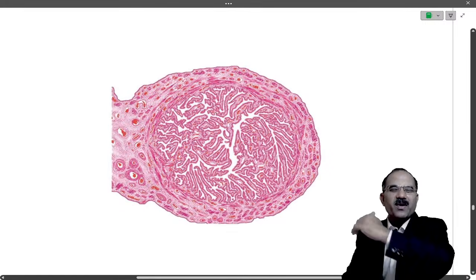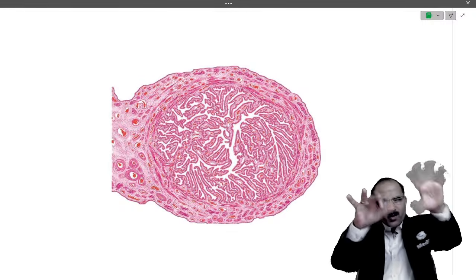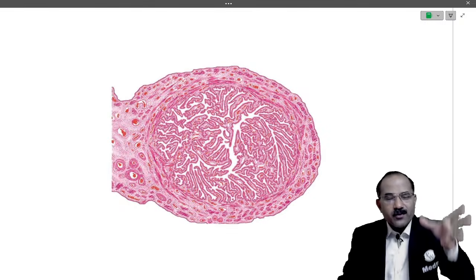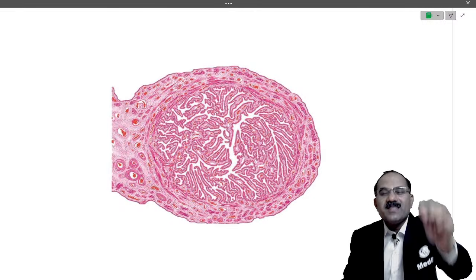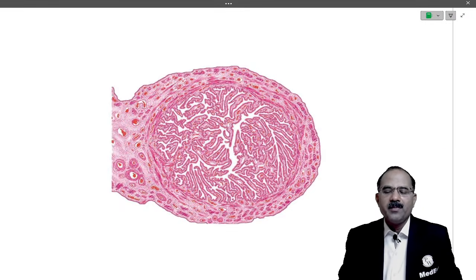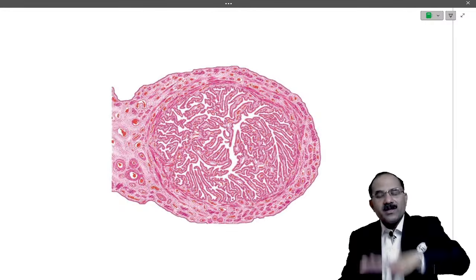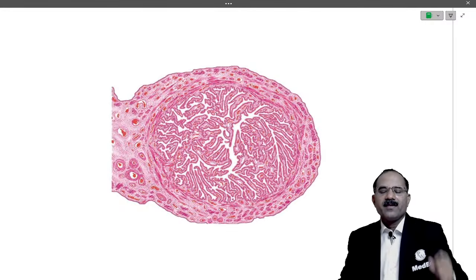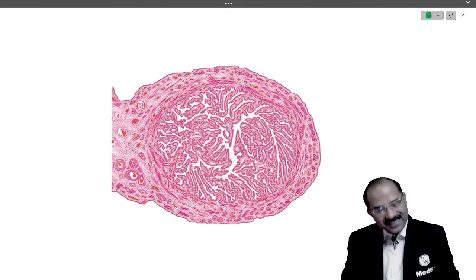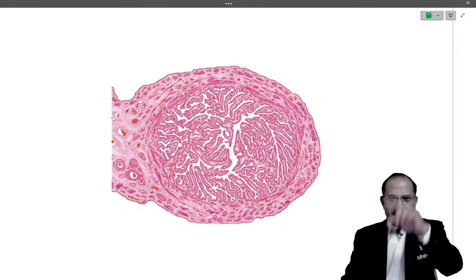Yes, bachcho, this is another slide with a lumen. Can you identify this slide? A slide with a lumen, but the lumen is thrown into folds. And the epithelium is ciliated columnar. A folded lumen, epithelium ciliated columnar. What is this slide of? You can guess. It's a circular slide with a lumen.